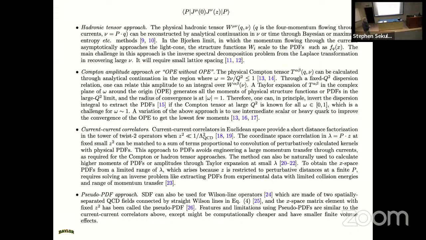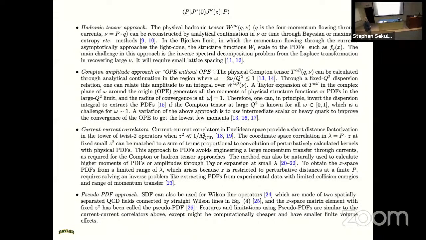So this is a particle. You've got 2 charge densities in another particle. One of them, you can always assume, is at the origin. The other one is located at an arbitrary position Z. And here's the hadronic tensor approach. There's another closely related approach. She calls it the Compton amplitude approach, or OPE.